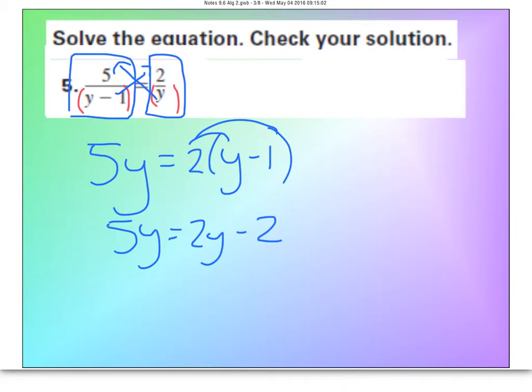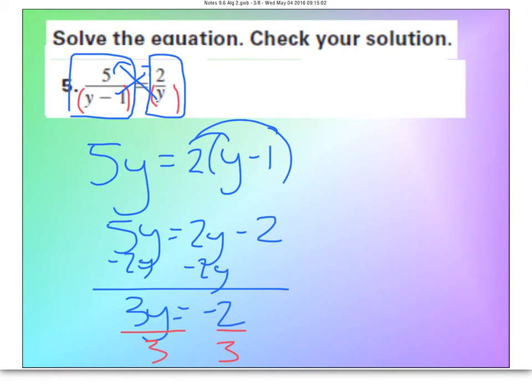And to solve, I need the y's on one side. Again, I'm going to bring the y's over to the left, so I'm going to subtract 2y. So I get 3y equals negative 2. To solve for y, divide by 3. y in this case is negative 2/3.